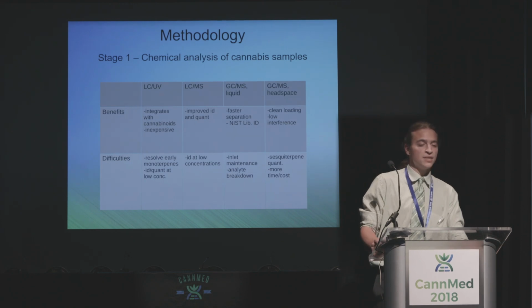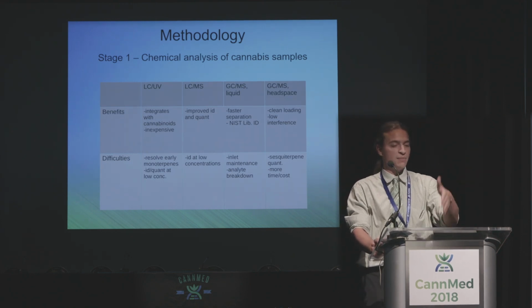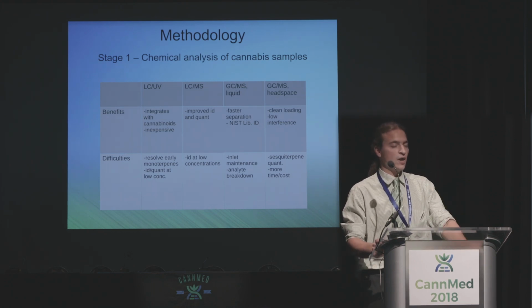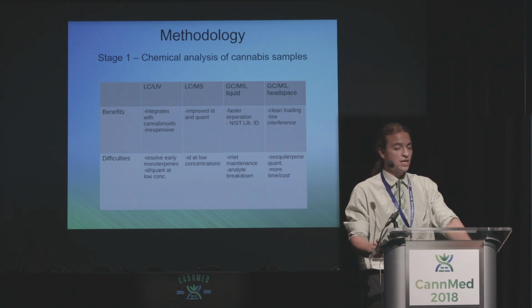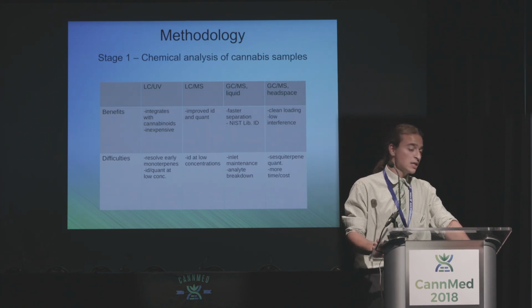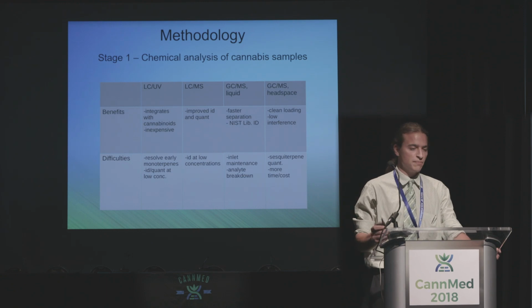And so a little bit about our methodology here. We have 4 techniques: LC, UV, LCMS, GC liquid injection, and GC headspace. They all have advantages and disadvantages. We chose the one all the way at the end, the GC headspace. Main reasons being it's a very clean loading with low interference, so you get good, accurate data. GCMS liquid injection, which I know some other researchers are very fond of, has some maintenance and analyte breakdown issues, but otherwise is very comparable. The LC I would honestly stay away from.